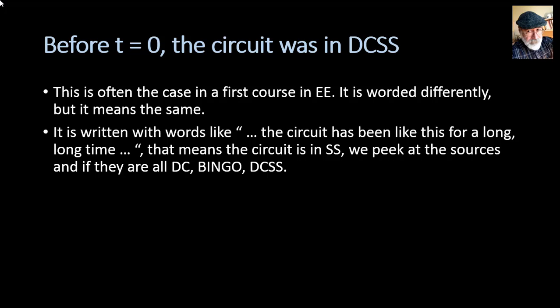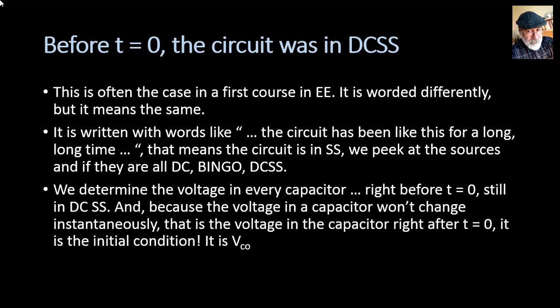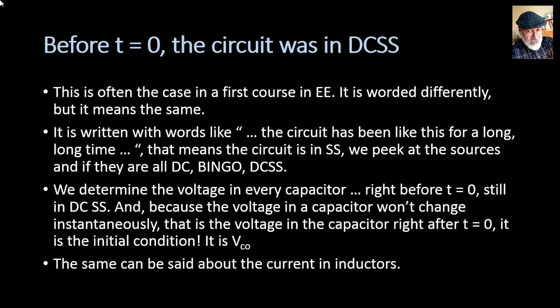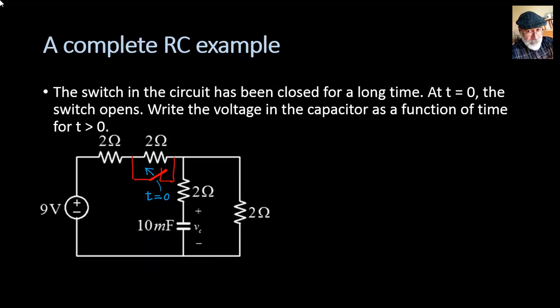Bingo, we're in luck, we are in DC steady state. We determine the voltage in every capacitor right before t equals 0, still in DC steady state. And because the voltage in the capacitor will not change instantaneously, that is the voltage in the capacitor right after t equals 0 as well. It is the initial condition. It is VC0. The same can be said about currents in inductors.